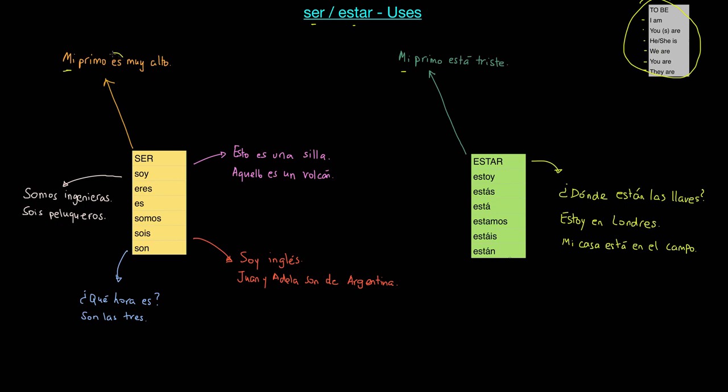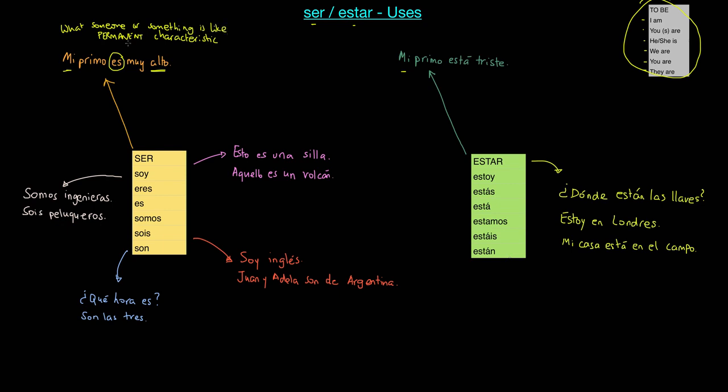So, mi primo es muy alto. Why have we got es here? The reason we're using es here is because my cousin being tall is a permanent, or pretty permanent, characteristic. So mi primo es muy alto is telling me what someone or something is like. Do we agree on this? What someone or something is like.